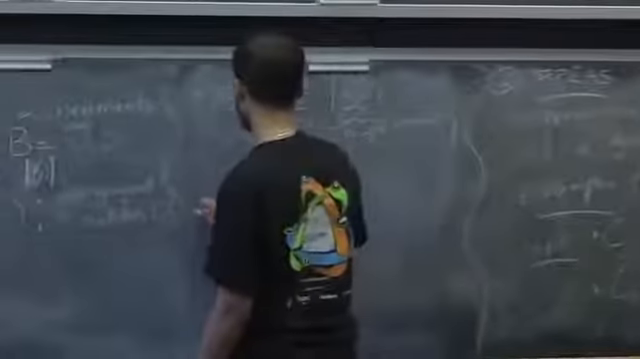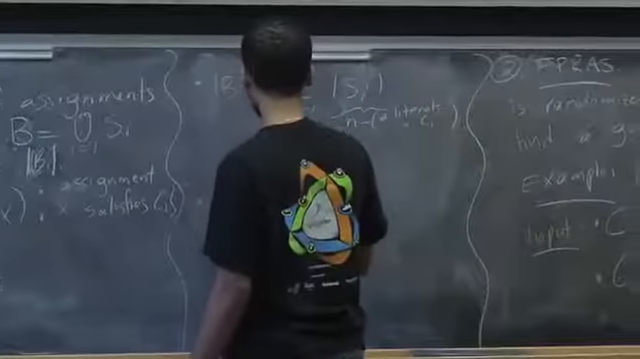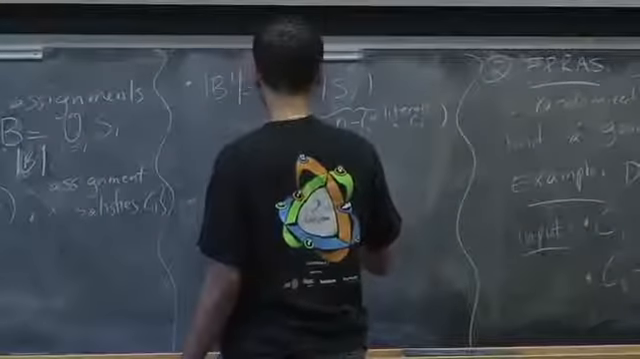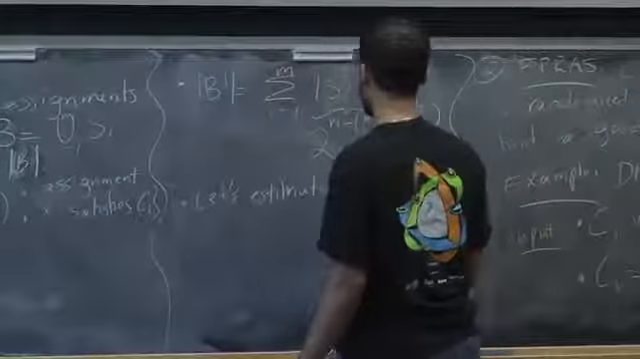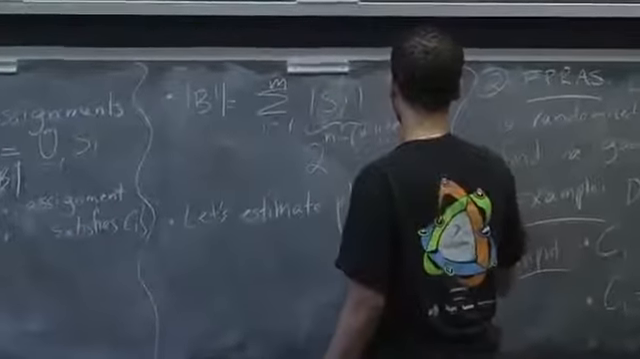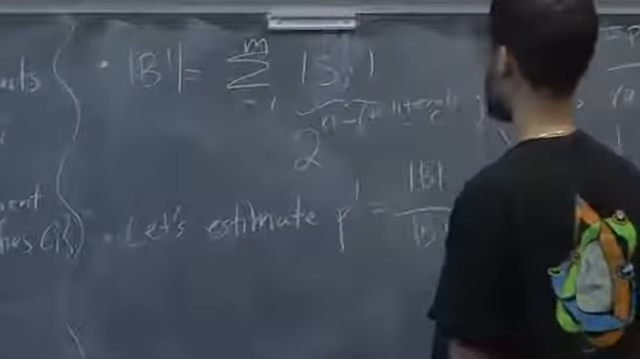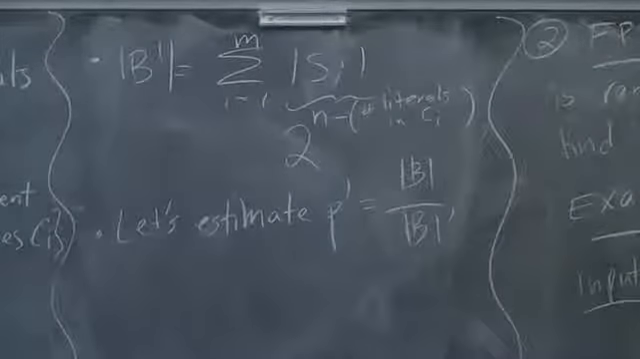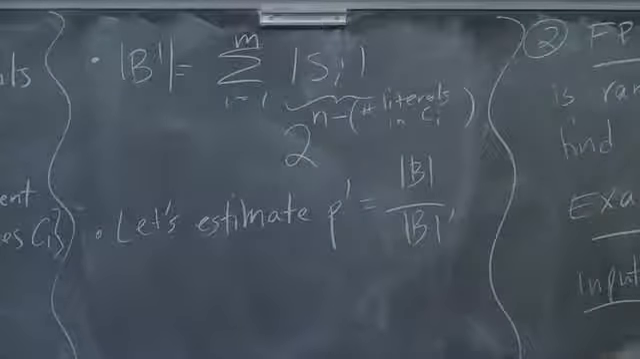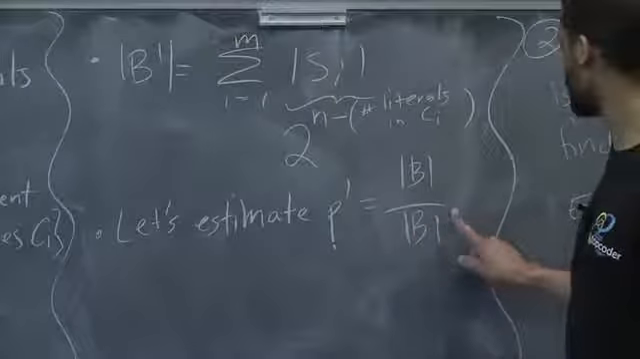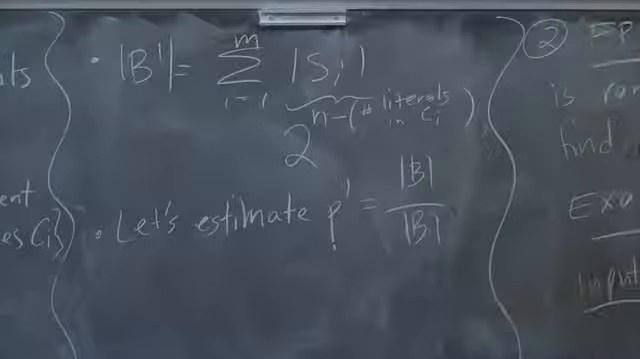So now, instead of estimating this p, let's estimate p prime, which is the size of B over the size of B prime. And once we get this, we'll just multiply it by the size of B prime, which we know, and then we'll get the size of B up to some error.